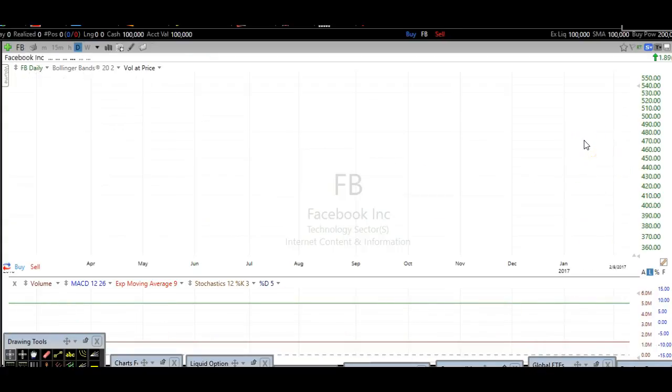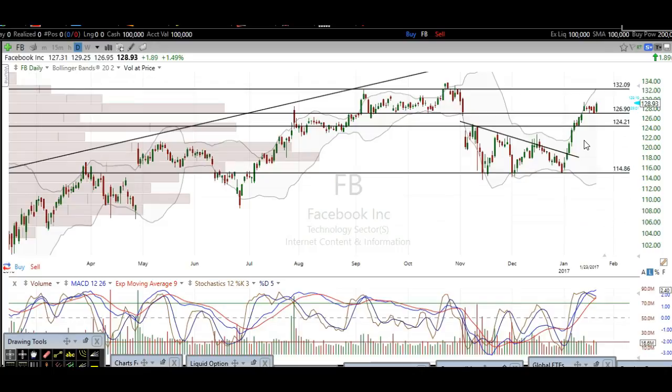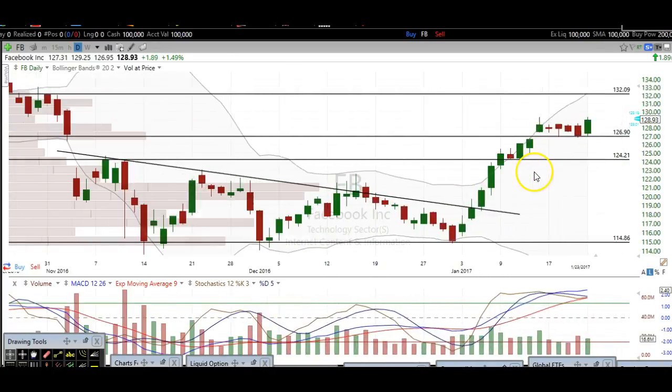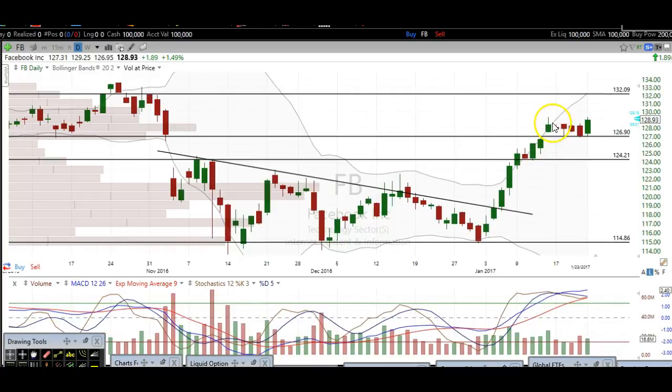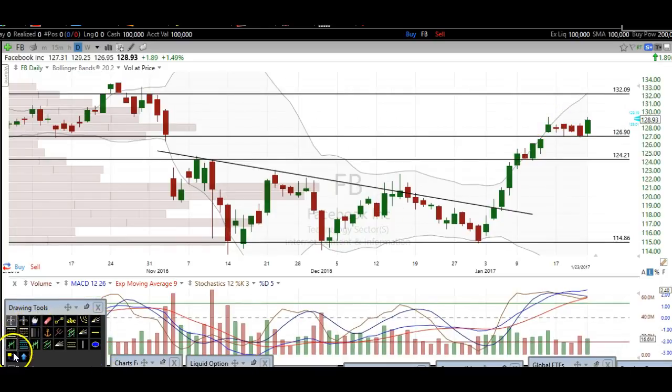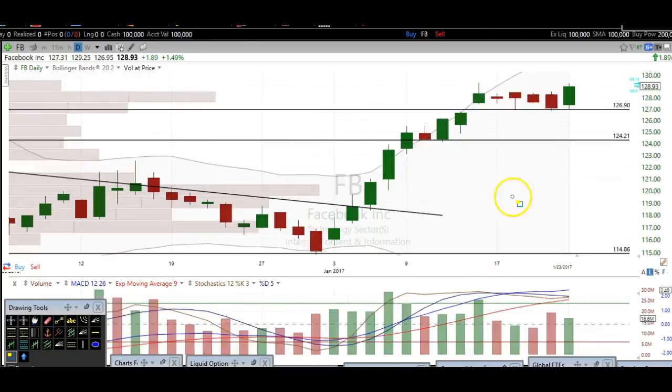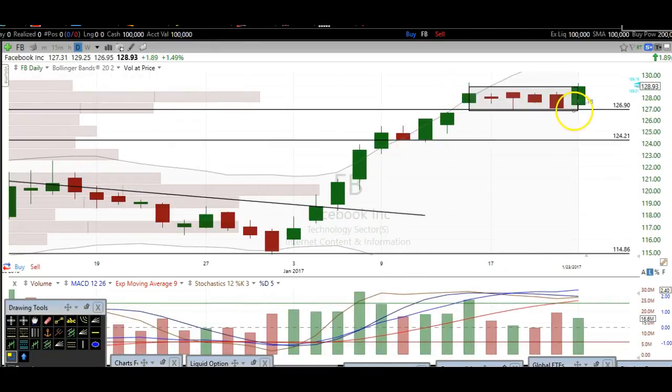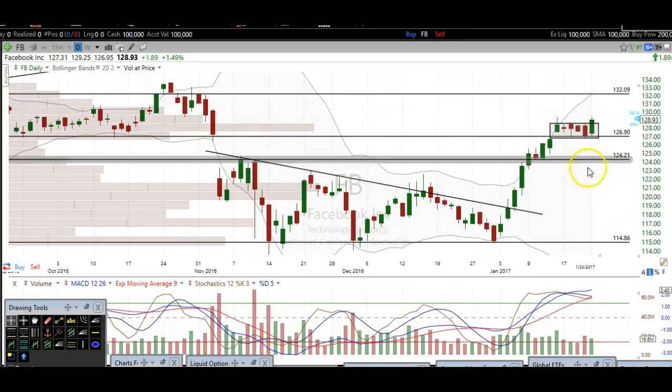The next one we're going to take a look at is Facebook. Facebook right here, short term, I think that we can definitely head higher here. You can see that we broke out of this little box, and I'll go ahead and draw that for you right here. You can see we broke out of this box right there. And it looks to me like we're going to be headed higher here on Facebook.